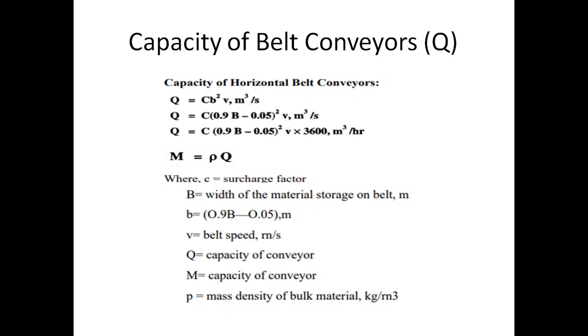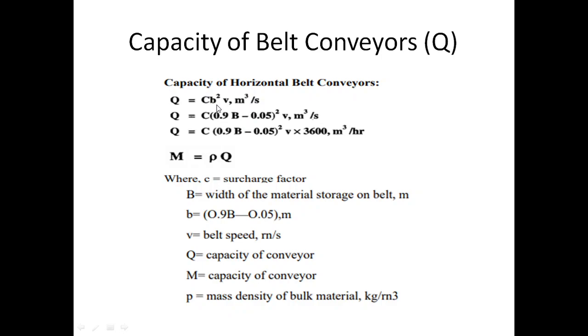Then we'll see how to calculate the capacity for the horizontal belt conveyor as well as the capacity of the inclined belt conveyor. First we'll see how to calculate the capacity of the horizontal belt conveyor. First is the volumetric capacity of the horizontal belt conveyor. Q is equal to C b square into V. This you will get in meter cube per second.